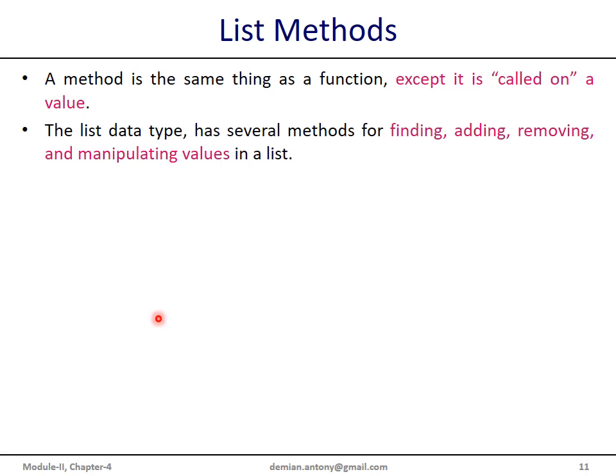Till now we worked on list operators. Let us learn to apply the methods on lists as well as list elements. A method is the same as a function, except it is called on a value, and the list data type has a number of such methods to find, add, remove, as well as to manipulate the values present in a list.